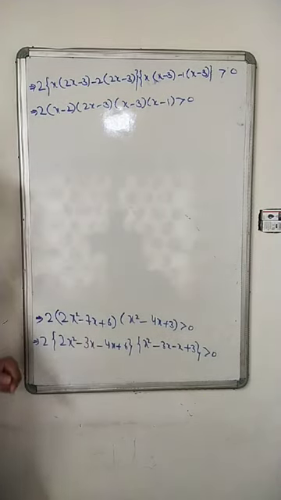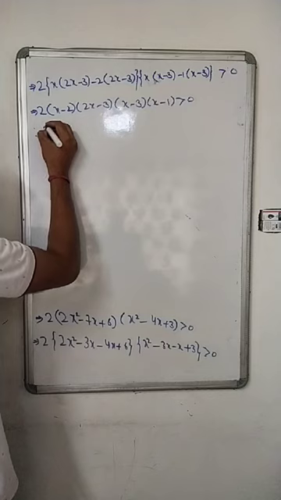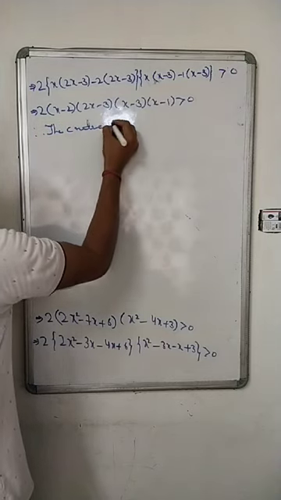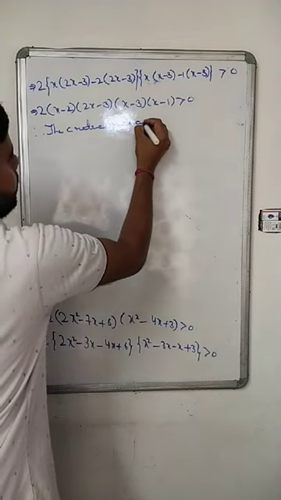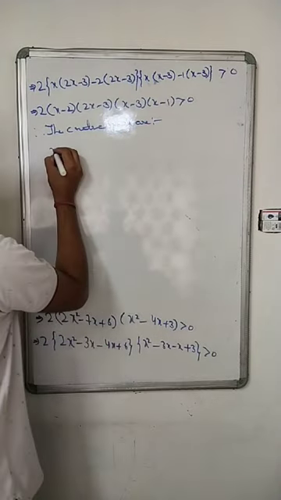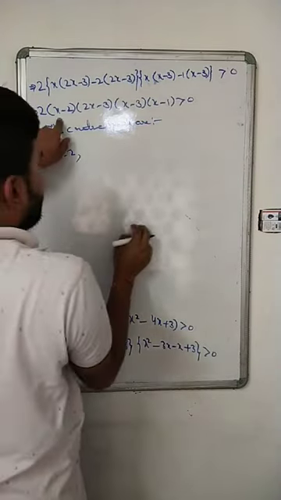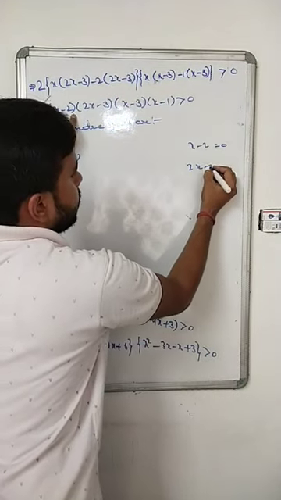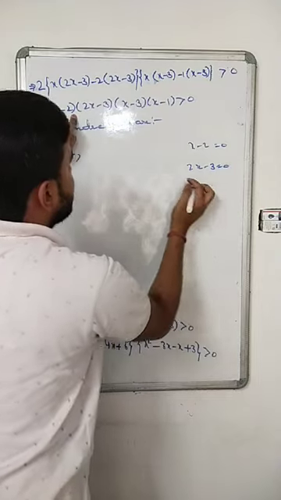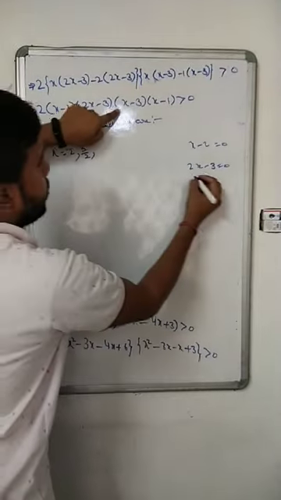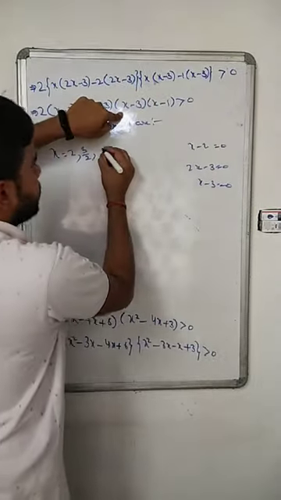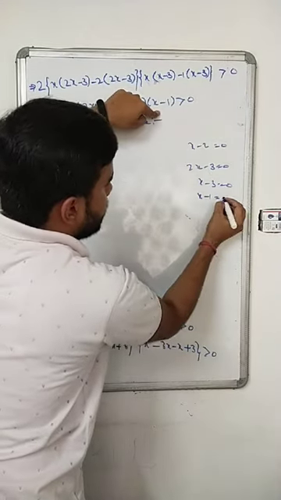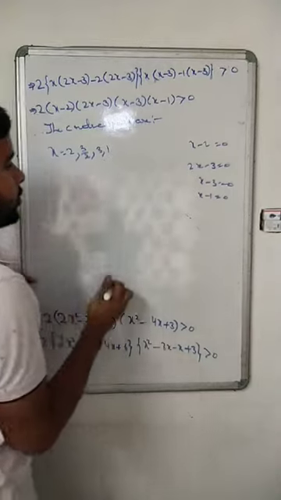Now we have to determine the critical points. Therefore, the critical points are: equate x minus 2 with 0, you will get x equals 2. Equate 2x minus 3 with 0, you will get x equals 3 by 2. Equate x minus 3 with 0, you will get x equals 3. Equate x minus 1 with 0, you will get x equals 1. These are the critical points.